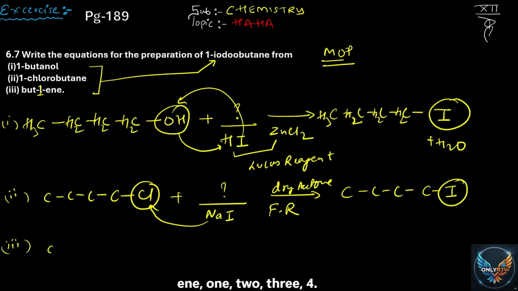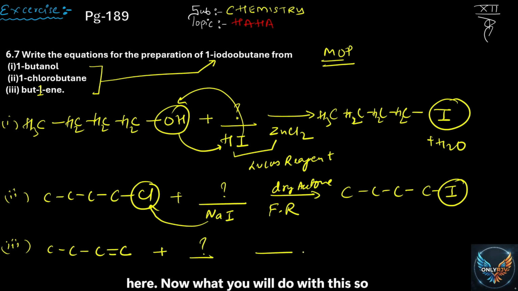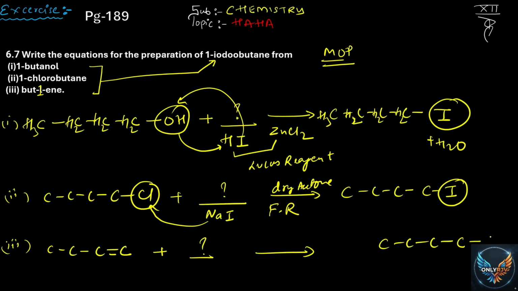Now the third one, but-1-ene. 1, 2, 3, 4. At the first position we have a double bond here. Now what will you do with this, so that you get the C and I? Now how to do this? Remember, the halogen is attached at the first position where there is an alkene.